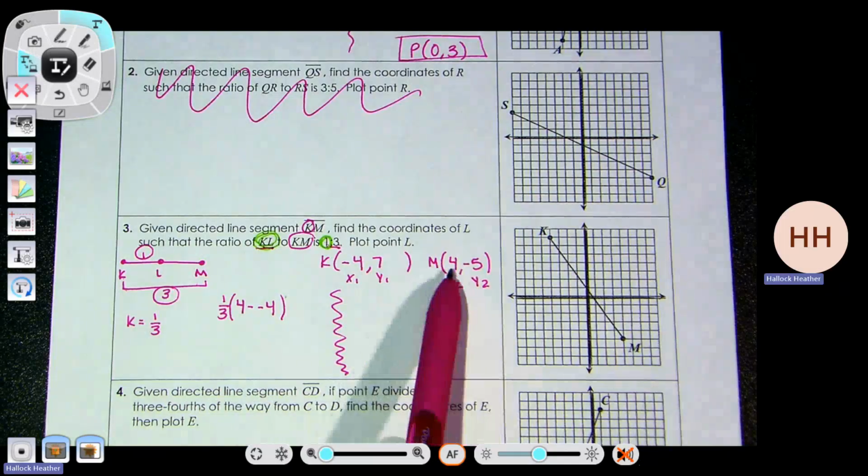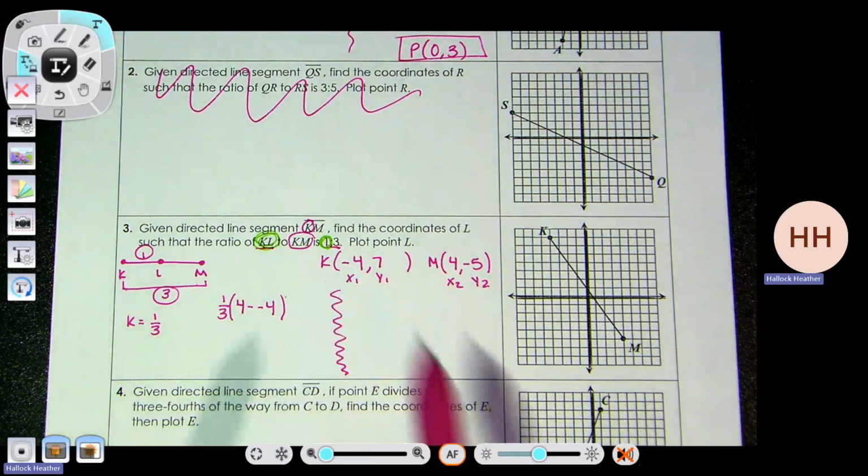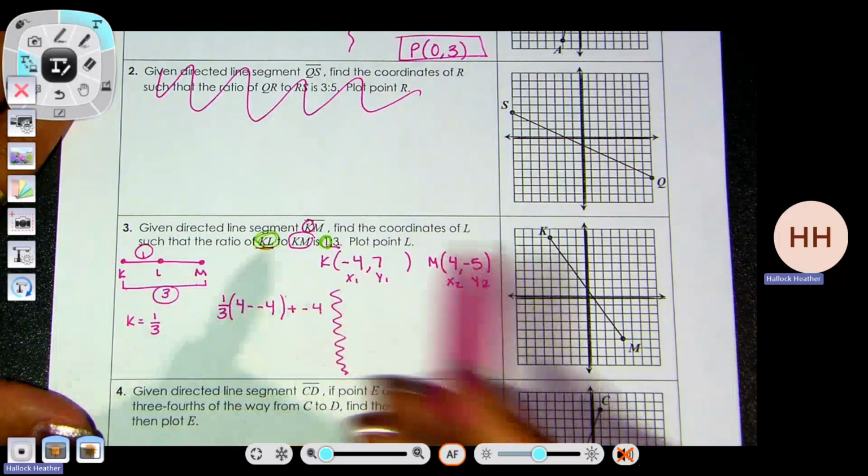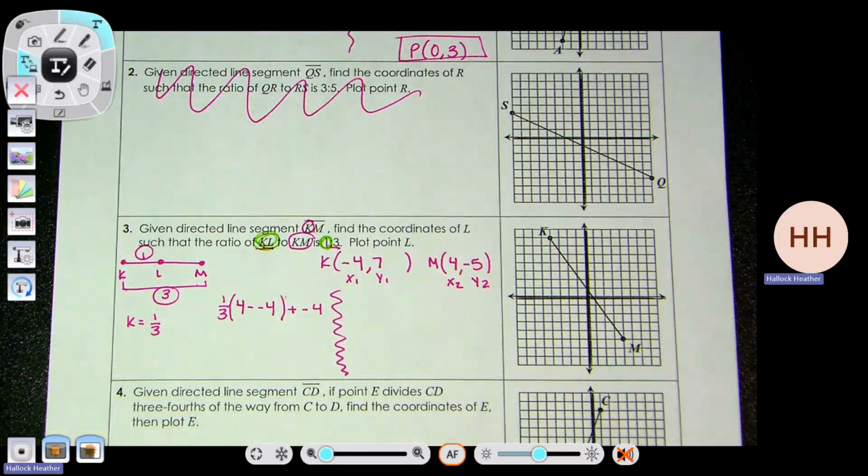So I'm doing 4 minus negative 4. And then I have to add x1, which is where I started in the back. So I add negative 4 in the back. So if I type this into Desmos, you don't actually have to do the math. I'm going to type it in.